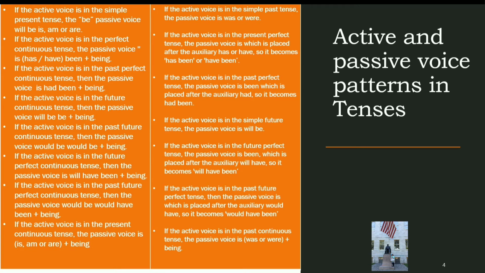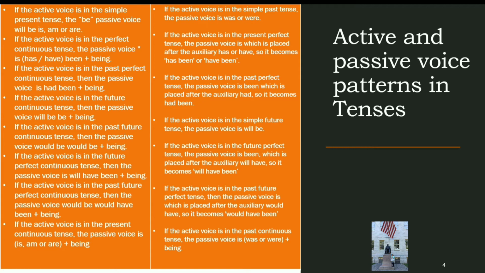If the active voice is in the simple present tense, the passive voice will use is, am, or are. If the active voice is in the present perfect continuous tense, the passive voice is has or have been plus being. If the active voice is in the past perfect continuous tense, then the passive voice is had been plus being.